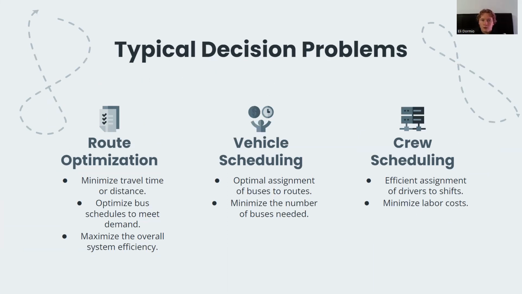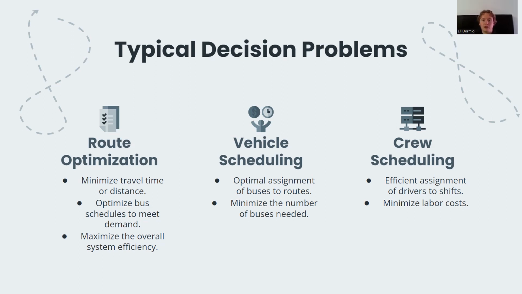So I'm going to go over our typical discussion problems. We're going to be discussing three of them. First one is going to be route optimization. Three major points here. The first one would be minimizing travel time or distance. Second one is optimize bus schedules to meet demand. And finally, maximize the overall system efficiency.